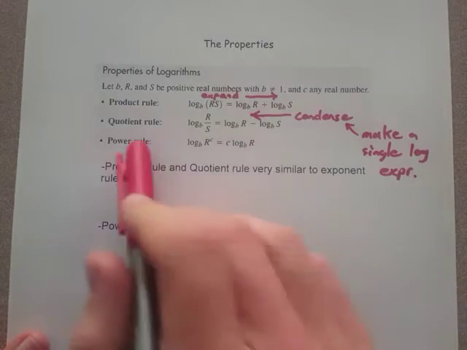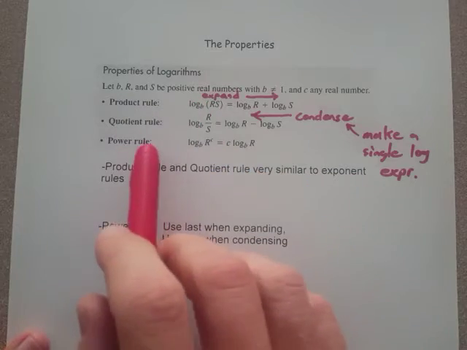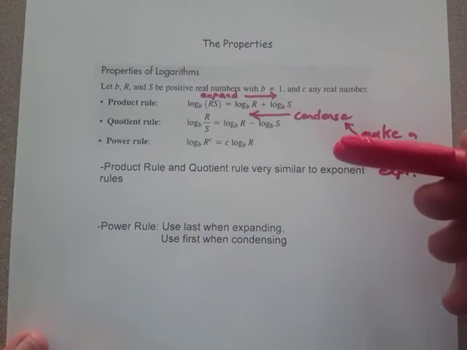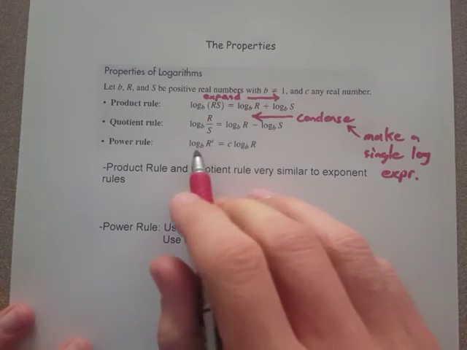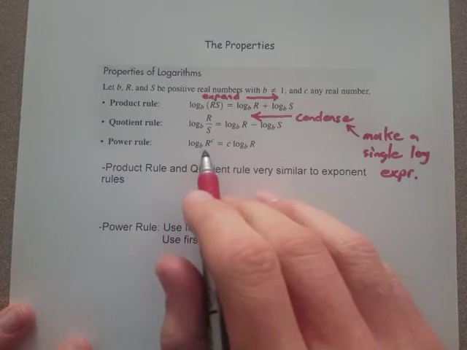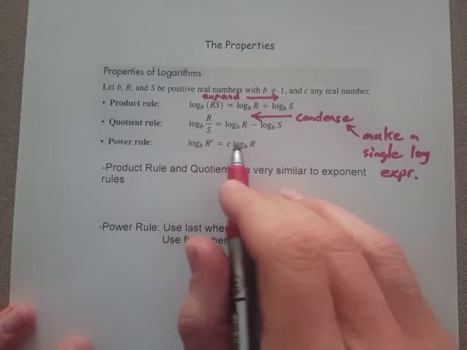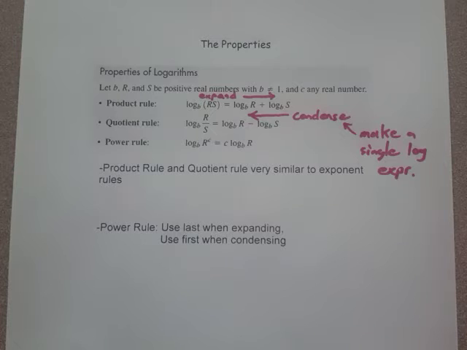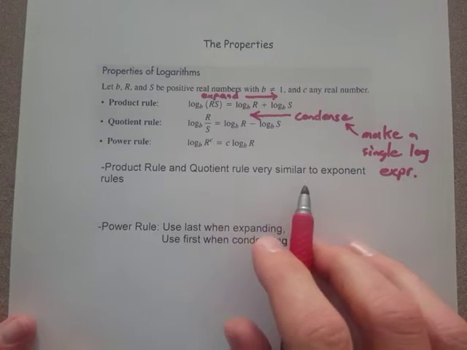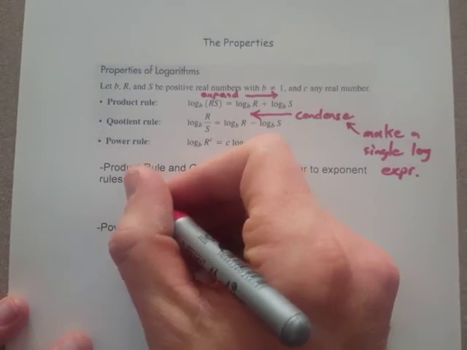Now the same kind of thing goes for the power rule. If we go from left to right, we're expanding. If we go from right to left, we're condensing. With the power rule, if there's an exponent here, then it can be moved out into the front. Now the product rule and the quotient rule are very similar to exponent rules, so I want you to think about this for a second.